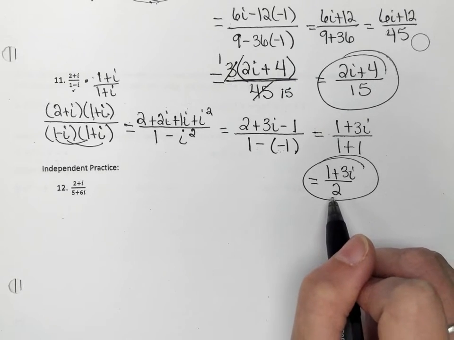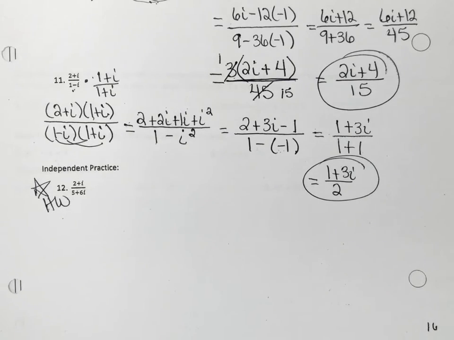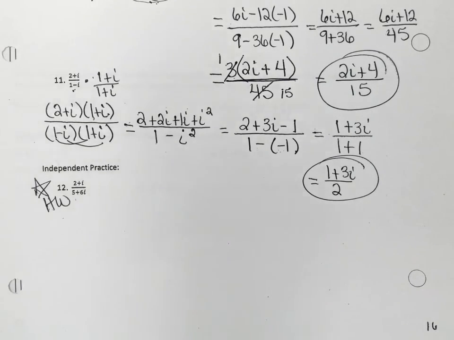Are y'all okay? Alright, here's your homework problem right here. Homework. One problem. So right here is a plus sign, right? So I'm going to do the conjugate. So 5 minus 6i.